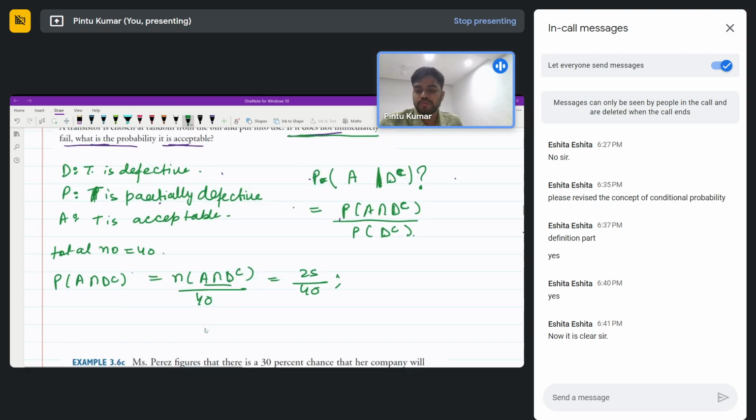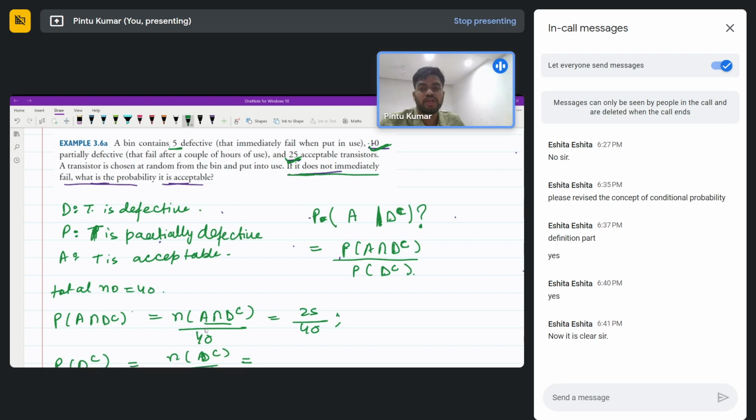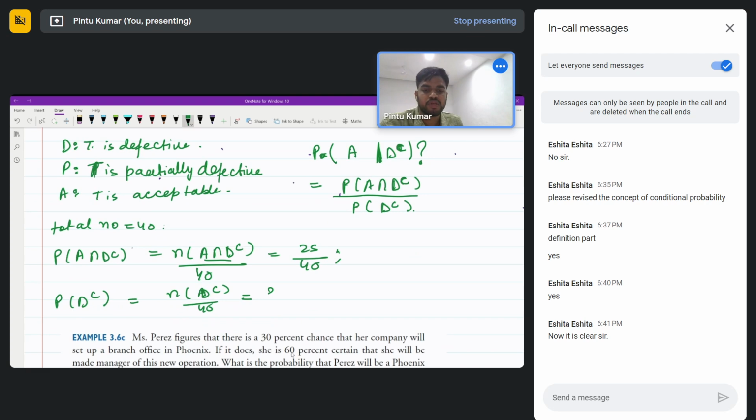Now what is the probability of D complement? D complement means the number of elements in D complement divided by 40, right? The number of elements not in D is 40 minus 5, this is 35, so 35 by 40. So what is this conditional probability? This is 25 by 40 divided by 35 by 40. This is nothing but 25 by 35. So this is 5 by 7.